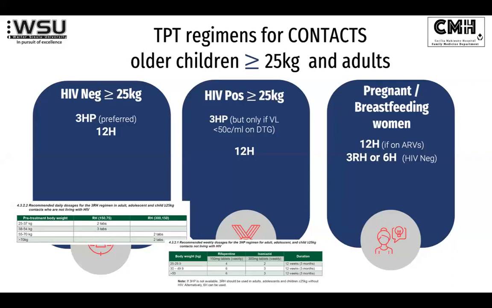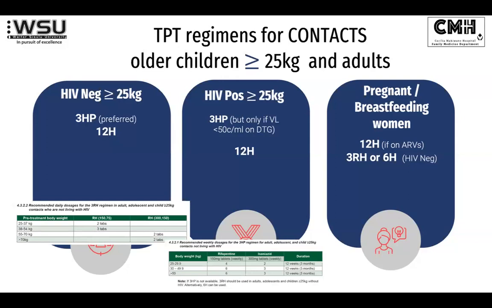So if they're HIV negative and they're weighing more than 25 kilograms, then that's where this 3HP will become really easy, because you literally will give everybody their little blister pack with their 36 tablets. They all get the same thing. Everybody takes it once a week together. And that's the preferred option. Of course, availability is going to be the huge issue, whether we actually have this available yet. And if we don't, then we can give the 12 months of INH.